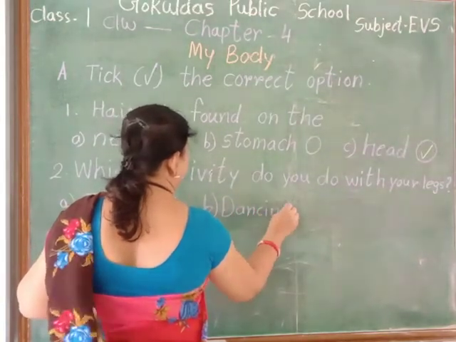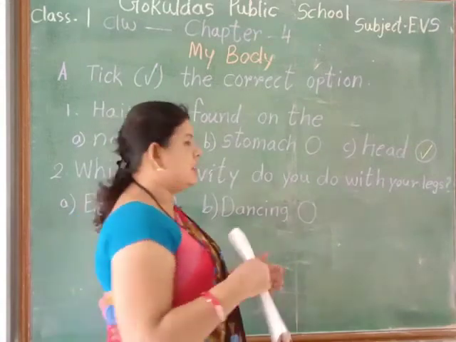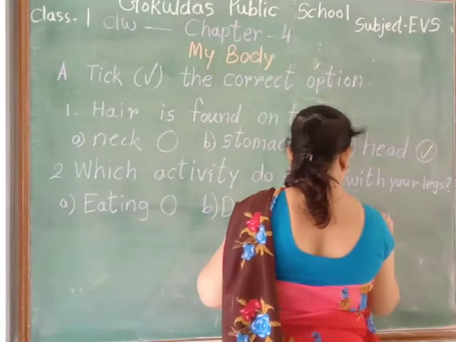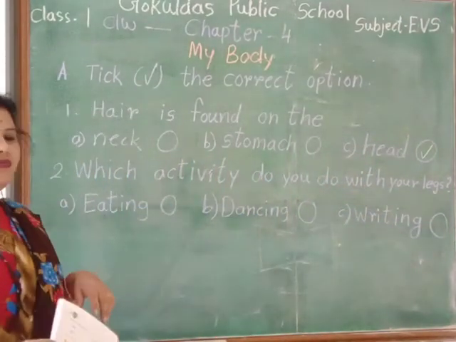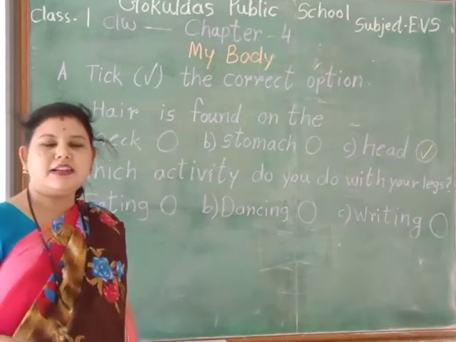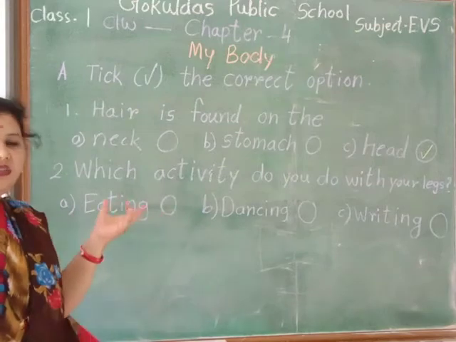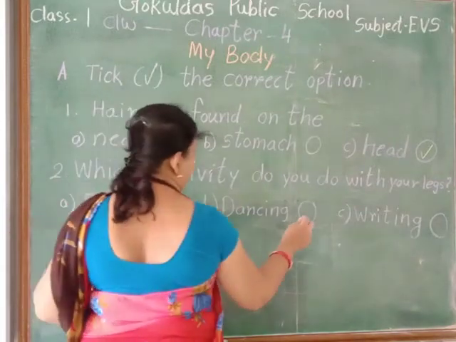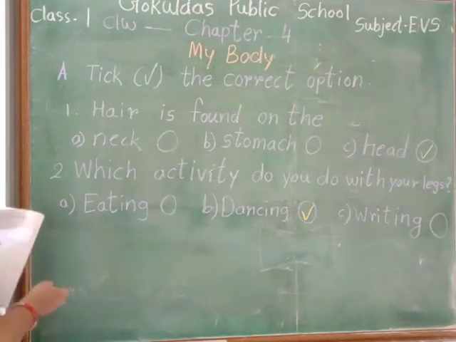Tell me. Arya, Shani, Tripa, tell me which is the correct option. Shanvi, Angel, now tell me which is the correct option. C, eating means food. What do we do with our legs? Eating, dancing or writing. Which is the correct option? Yes, B. B is correct option. Very good. Put the tick here. Done. Yes, number 3.